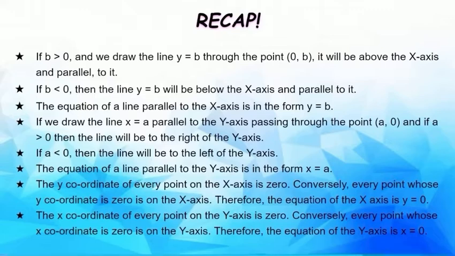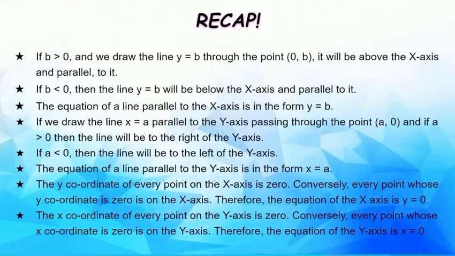If b is greater than 0 and we draw a line y equals to b through a point 0, b, it will be above the x-axis and parallel to it. If b is less than 0, then the line y equals to b will be below the x-axis and parallel to it. The equation of the line parallel to x-axis is of the form y equals to b.